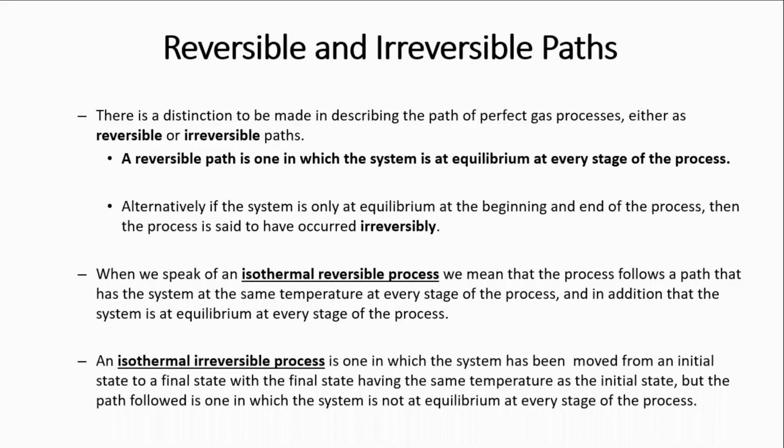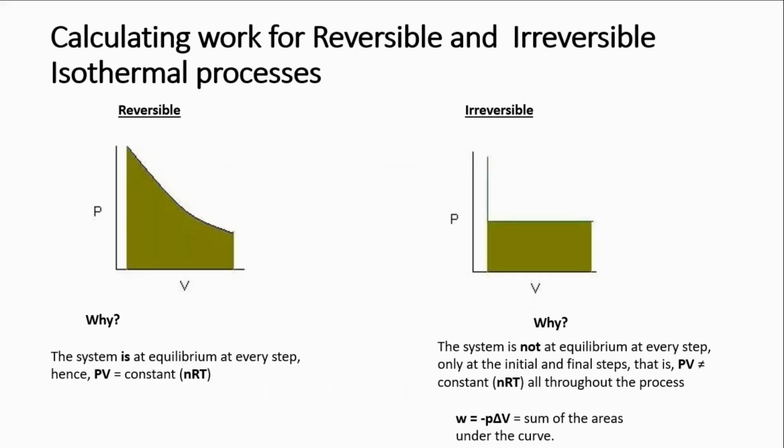Now, an isothermal irreversible process is one in which a system has been moved from an initial state to a final state, with the final state having the same temperature as the initial state. But the path followed is one in which the system is not at equilibrium at every stage of the process, just at the beginning and at the end. And that is important, and you will see more about that in subsequent lectures.